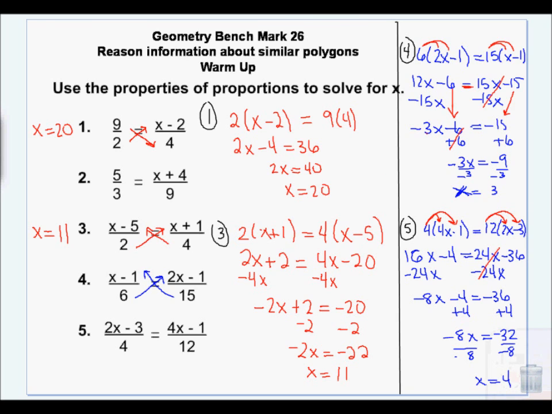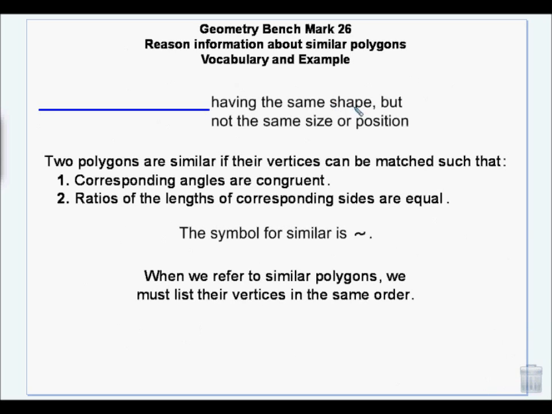Now, okay, so if you have the same shape but not the same size or position, you're not congruent, you are similar. Okay, so similar triangles would be like I have this triangle and this triangle. Same basic shape. This one's little, this one's big. And the symbol for similar is like congruent but without the equal. So it's just the squiggle. Okay. So they're similar if their angles are congruent and the ratio of the lengths of the corresponding sides are equal.